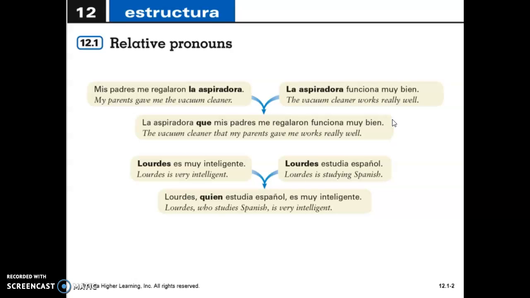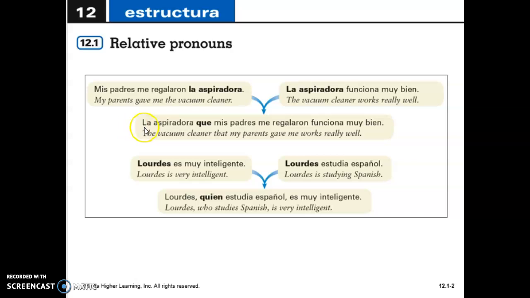So if I want to combine these two statements and I want to make a full statement that shares this same subject, I can do something like we see over here. La aspiradora que mis padres me regalaron funciona muy bien. The vacuum cleaner that my parents gave me works very well. Works really well. Okay, so in this case we are talking about the same vacuum cleaner.